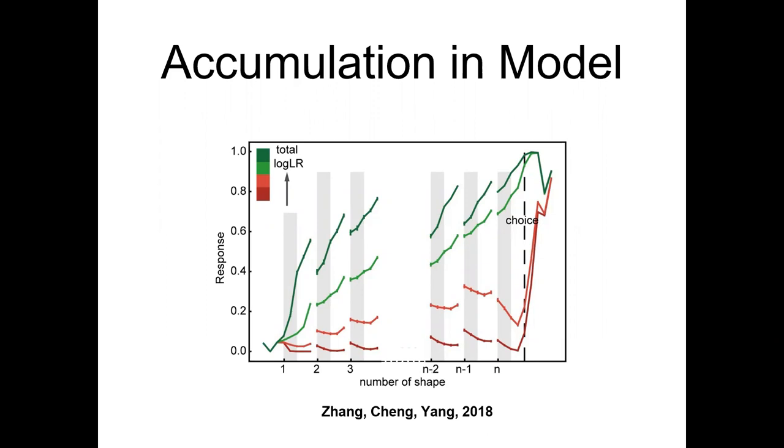And remember, the training process has nothing to do with... we do not tell the model how to solve the task. How we train the network is just to predict what happens next, right? You saw the loss function. We are training the network to learn the sequence, but the network seems to carry out a computation very similar to what we saw in LIP.